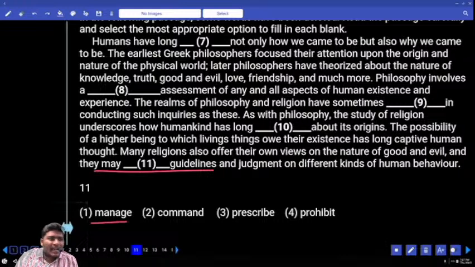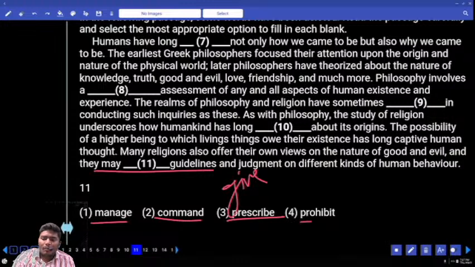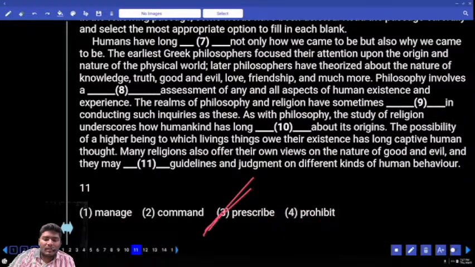Now managing the guidelines, can we use this combination? They give, you have to come with the meaning of they give, they show, see, you have to live in these circumstances. Command guidelines is not possible. Prescribe is nothing but comes with the meaning of give their own guidelines. Prohibit is a negative word, not suitable here. If they prohibit the guidelines, that means they are not religions, first of all. That means they are against their religion. Answer must be only the third one.